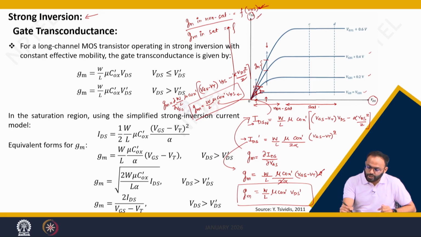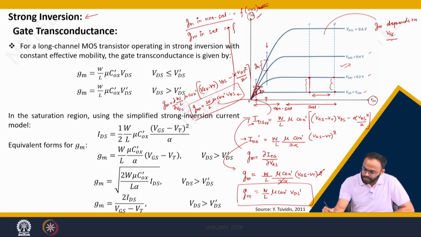So, GM is a function of VDS and not VGS. If you see this scenario in the saturation region, this is one point and this is another point. GM is not changing with respect to VD, whereas if you change VG, GM changes. So, GM depends on VGS in the saturation region.